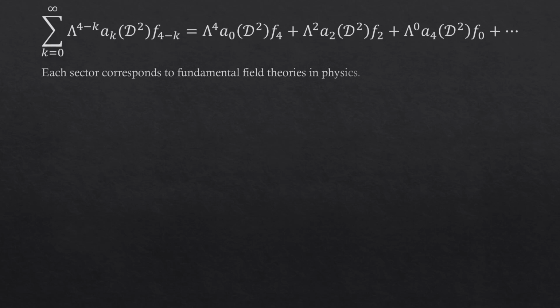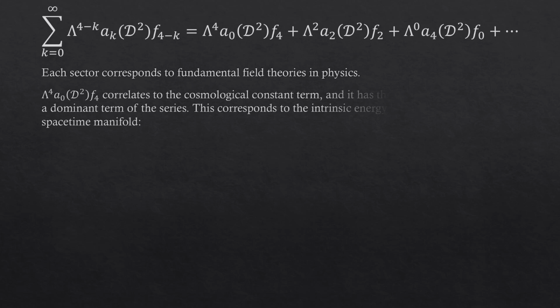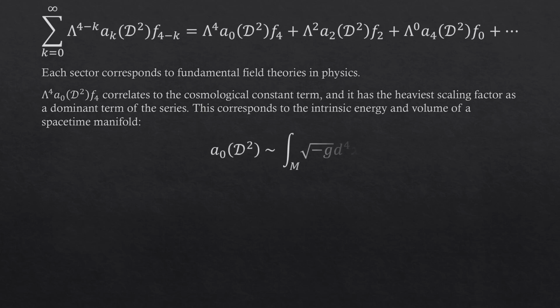Each sector corresponds to fundamental field theories within physics. The a sub 0 sector acting on D squared correlates to the cosmological constant term, and it has the heaviest scaling factor, lambda to the fourth, as a dominant term of the series. This corresponds to the intrinsic energy and volume of a spacetime manifold. We sometimes refer to this as the cosmological constant term.